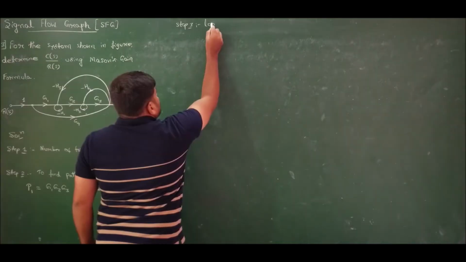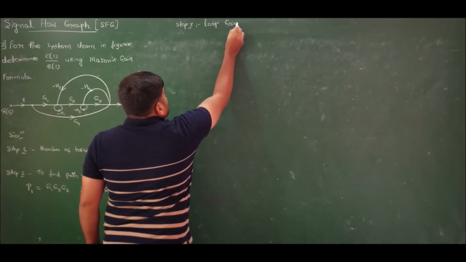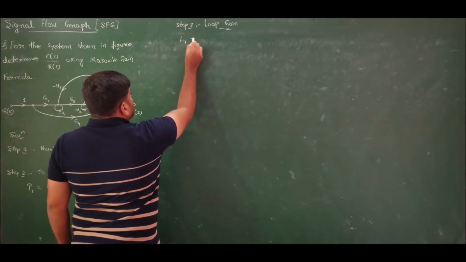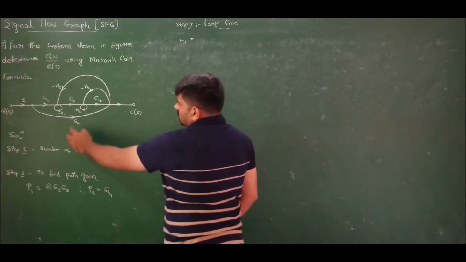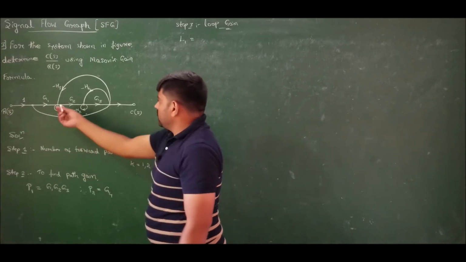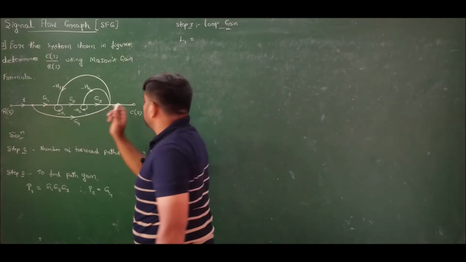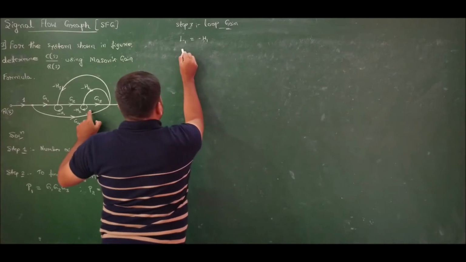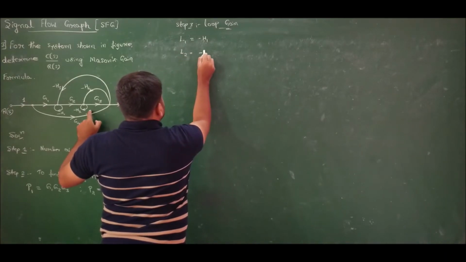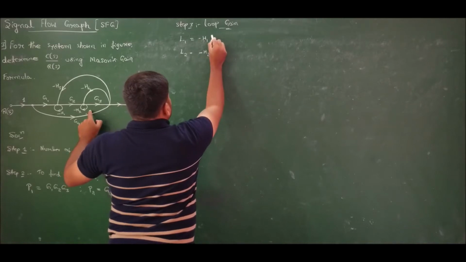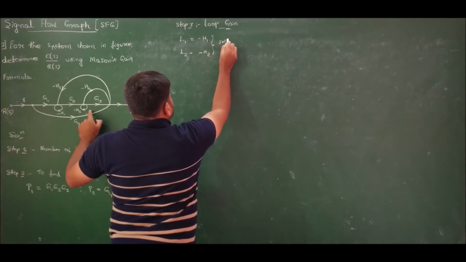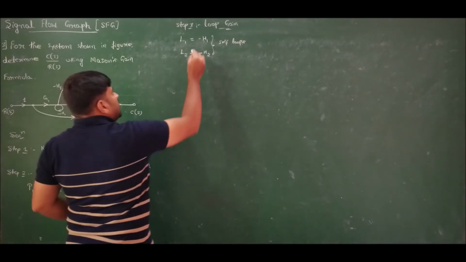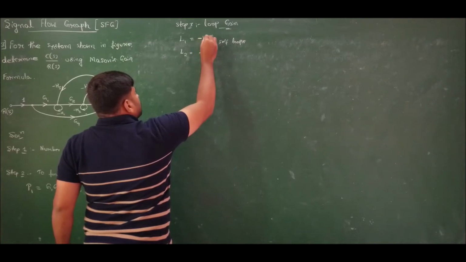Moving to step 3, the loop gains. Check how many loops are there. Here it is a self loop, so from the node we are going to the same node. The loop gain is minus h1. We have one more self loop. The loop gain is minus h2. So these two are self loops. They do not involve any other node or any other branch gain.